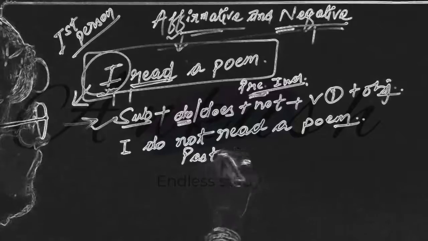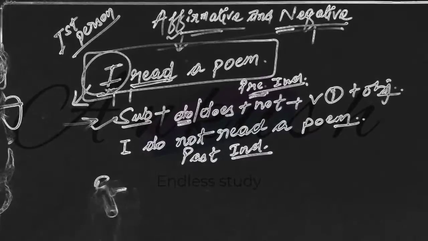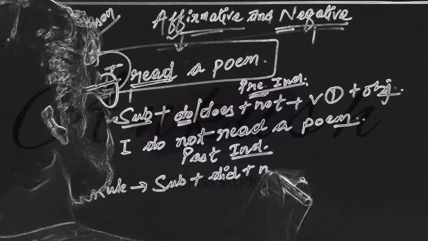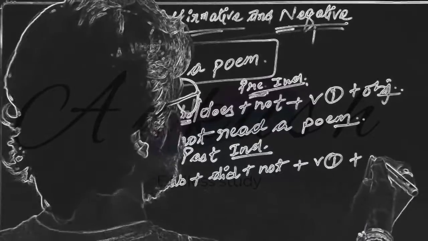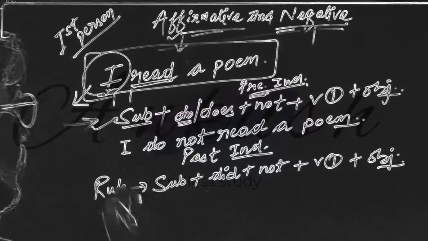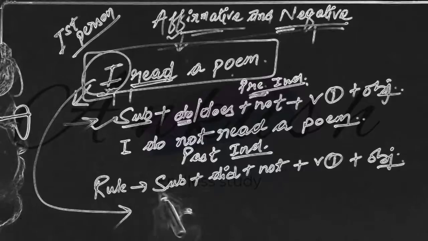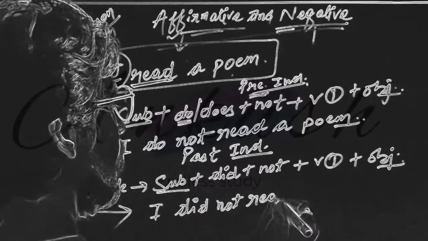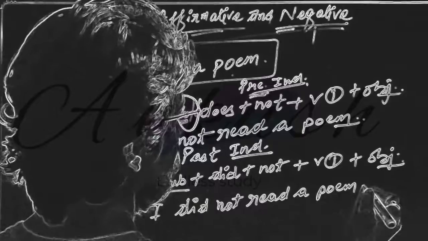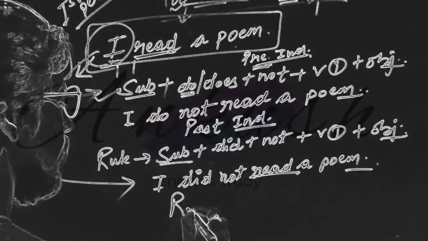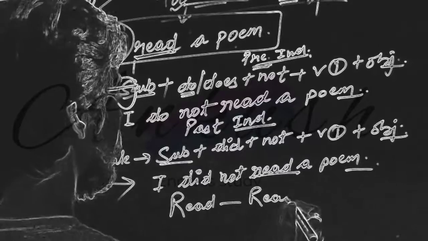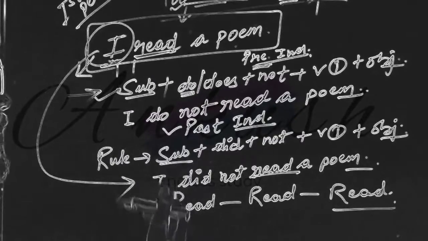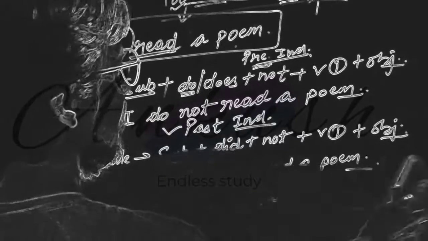But if we treat or take it in past indefinite, the rule will be subject plus did plus not plus verb first form plus object. So I read a poem. The negative will be: first subject, I, did not read a poem. So here it is the same because read is the first form, read is the second form, and read is also the third form. So to understand better regarding past indefinite, we will take one more example of past indefinite.